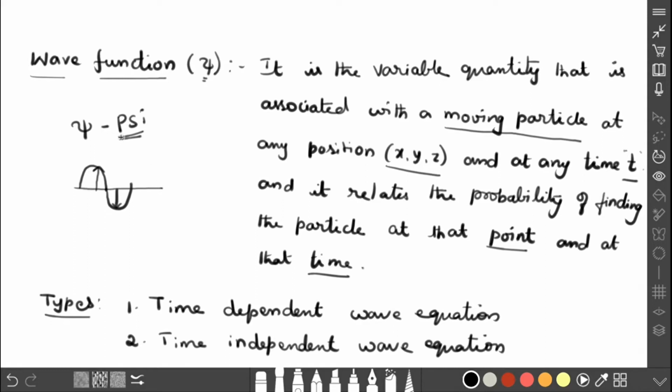Next, there are two types of Schrodinger's wave equation. One is the time dependent wave equation and the other one is the time independent wave equation. In this video, we are going to derive the time independent wave equation. So now let us get into the video.